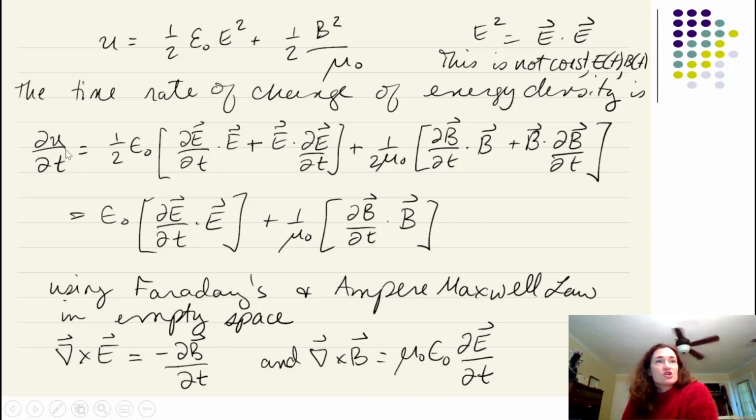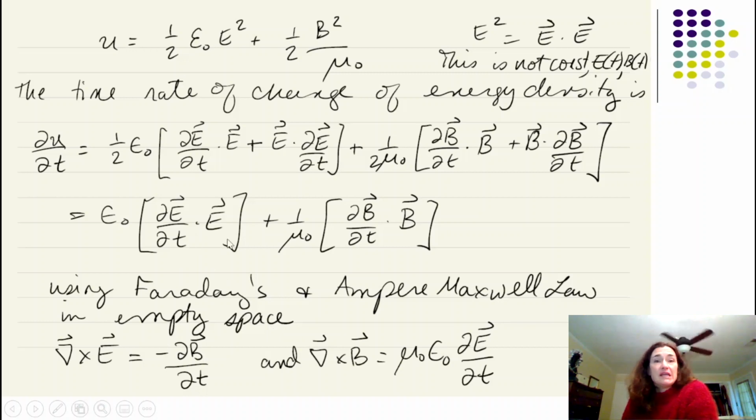So that means that my partial U with respect to t is going to equal epsilon naught times partial E with respect to t dotted with E plus 1 over mu naught partial B with respect to t dotted with B. The 2's cancel out because there are 2 of them. Now here I have partial E with respect to t and partial B with respect to t. I'm going to use Faraday's law and the Ampere-Maxwell law in empty space and plug in for those partials with respect to time.